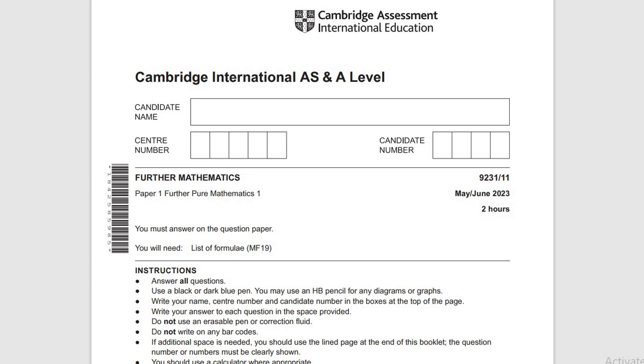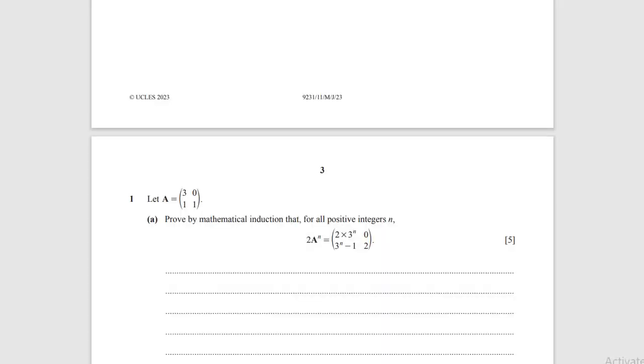Hello, good day everyone. Today we shall be looking at Cambridge Further Mathematics A-Level Paper 1 Variant 1, May/June 2023. Now let's see the first question.